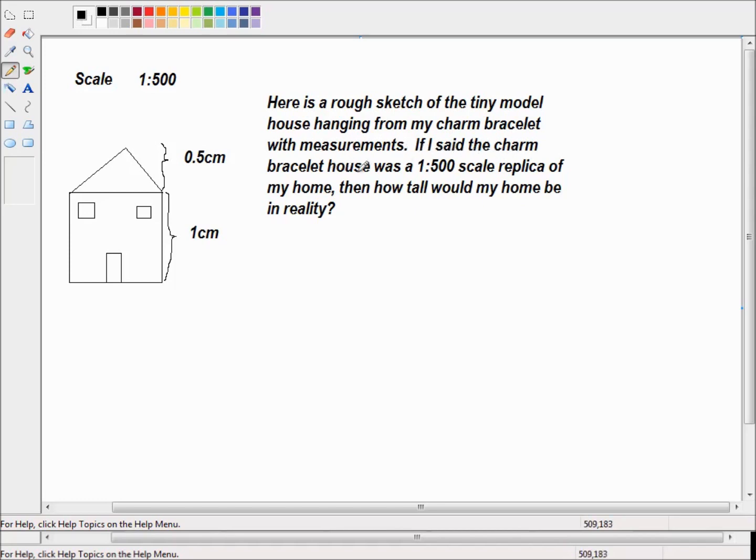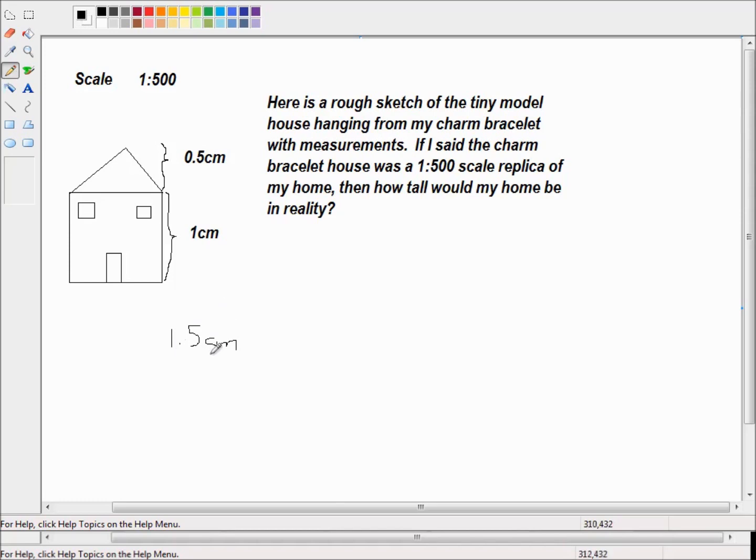If I said the charm bracelet house was a 1 to 500 scale replica of my home, then how tall would my home be in reality? And when I say reality, I mean the hypothetical reality of this mathematical exercise. Alright, so in this rough sketch of the charm bracelet house, the height of the walls is 1 centimetre and the height of the roof is half a centimetre. So the whole model is 1.5 centimetres tall.